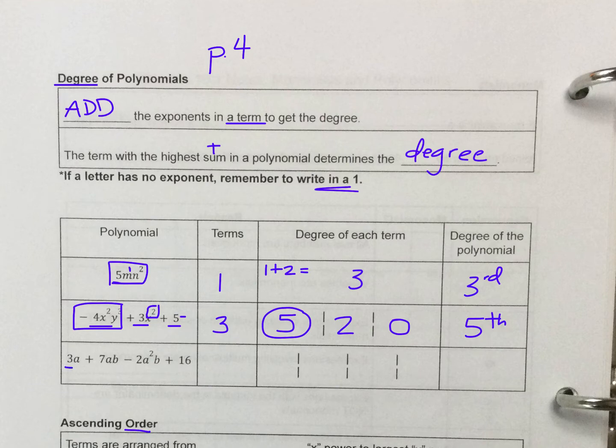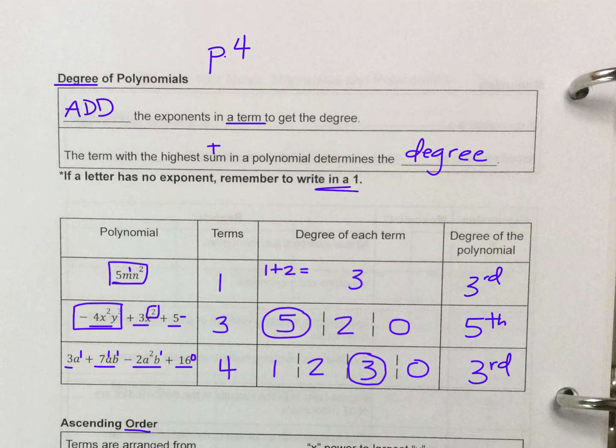The next one, 1, 2, 3, 4. I've got 4 terms. And put a 1 right there. So that one has a 1. Those both have 1, so that makes that a second degree. This one, I say 2 plus 1 is 3. And that 16 doesn't have anything, so it's a 0. When I look at these numbers, 3 is the highest one. So this is a third degree polynomial.